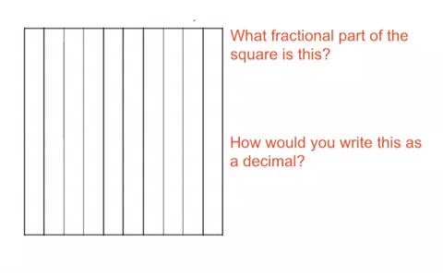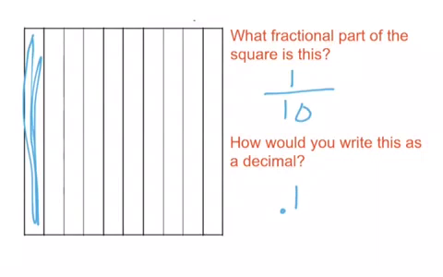So let's start by working with the tenths grid. I'm just going to shade in one of the bars. What fractional part of the square is shaded in? Well, we have 1 of the 10, or 1/10 of the whole is shaded in. If we were to write that as a decimal, it's 0.1. If you think of your tenths place, it's right after the decimal point, so 0.1 is equivalent to 1/10.